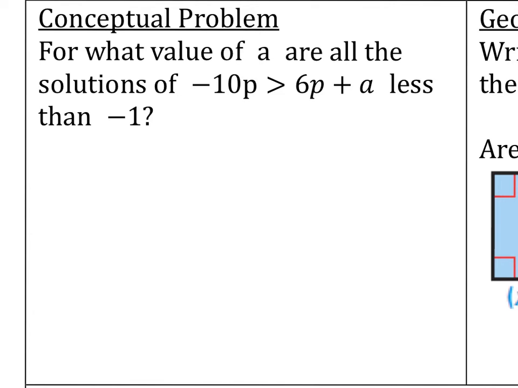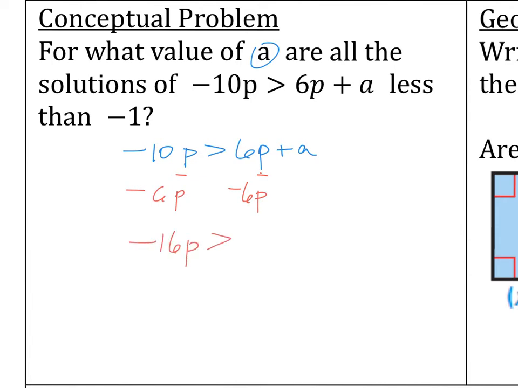Okay, let's take a look at this problem. For what value of A are all the solutions of negative 10p greater than 6p plus A less than negative 1? Okay, so here I'm going to recopy this problem, 6p plus A. I'm going to solve for p to see what I get. So let's subtract 6p, and that would give me negative 16p greater than A. And then I'm going to divide by negative 16, so I need to switch the inequality sign.